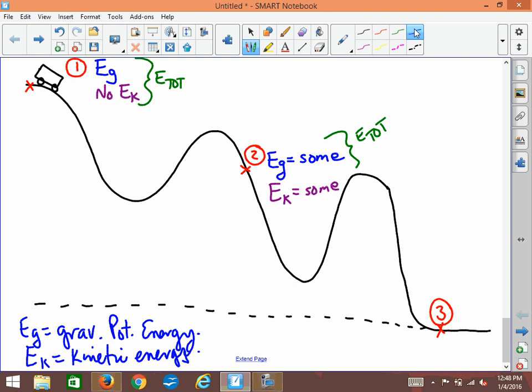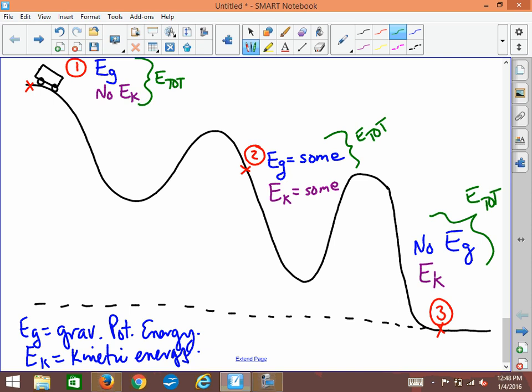Now at the bottom, you can see how we've reached the bottom of the roller coaster. We have no more height, which means the Eg is now 0. No Eg. But when a roller coaster hits the bottom, it doesn't just stop. It's got a lot of speed built up because that total energy is still there. But guess what? Now it has lots of Ek. Right? Lots of kinetic energy. But if you add it up, they still equal the total.